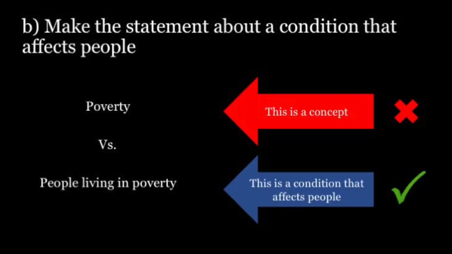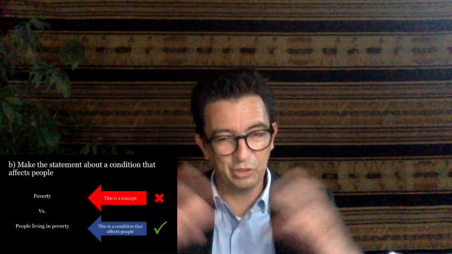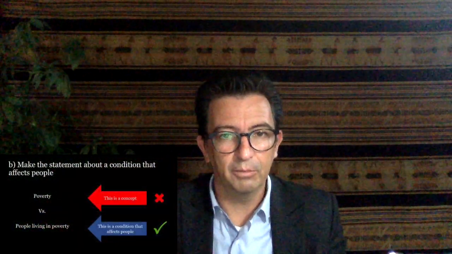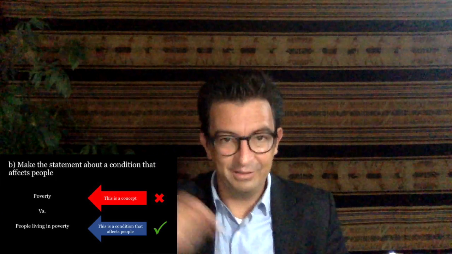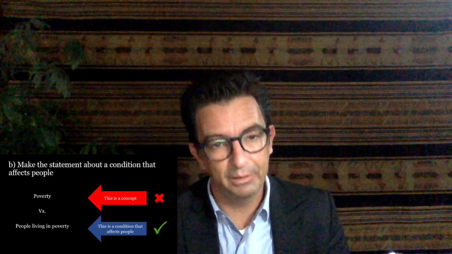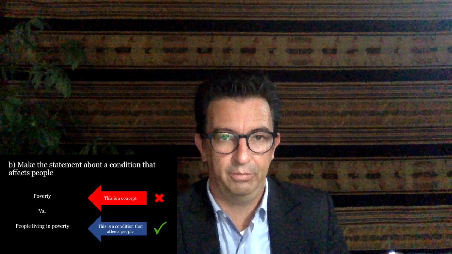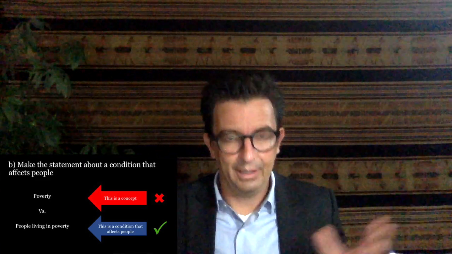If we were to say that the problem is poverty, right? Poverty itself is just a concept, right? The problem is people living in poverty. It becomes a problematic condition when it starts affecting people, right? Poverty as a concept is not really a problem. It becomes a problem when it is affecting people. You have to state that explicitly. People living in poverty are the problem, not poverty in general.